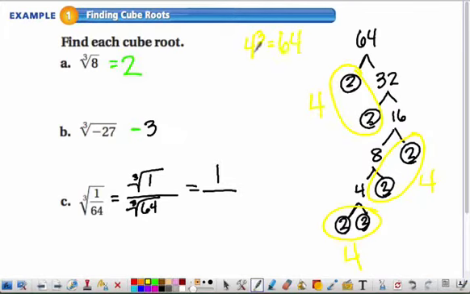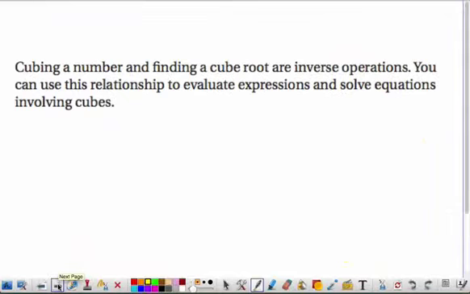Which means these are opposite, because remember, cubes and cube roots are just like squares and square roots. They're inverse operations. So I know the cube root of 64 is 4. All right, and just like I just said, just like squares and square roots, cubes and cube roots are inverse operations. They can undo each other, just like addition, subtraction, multiplication, and division.